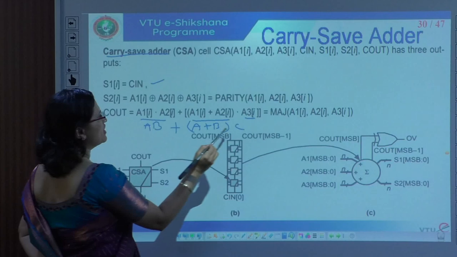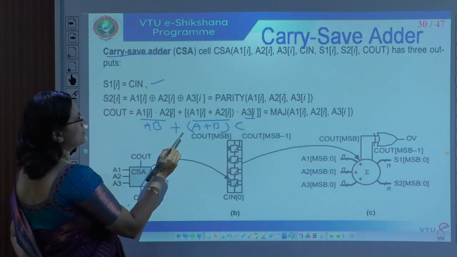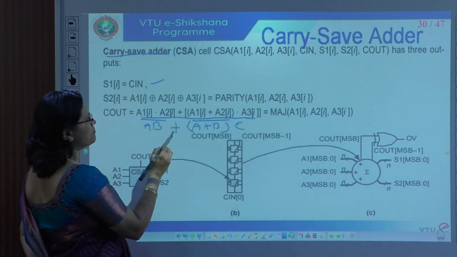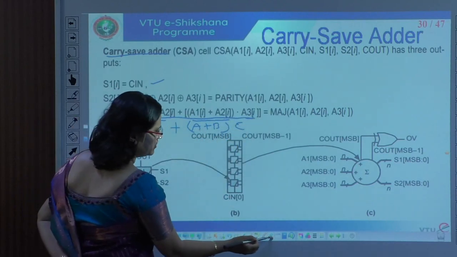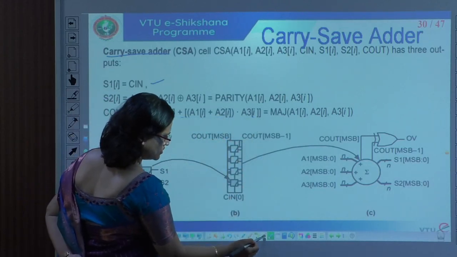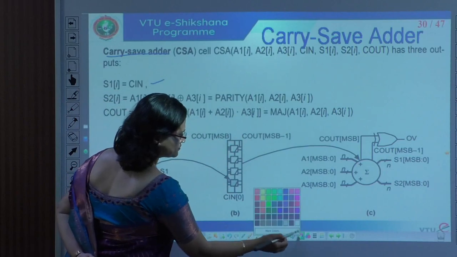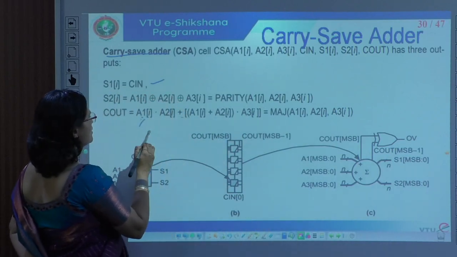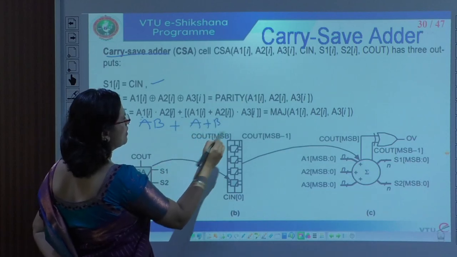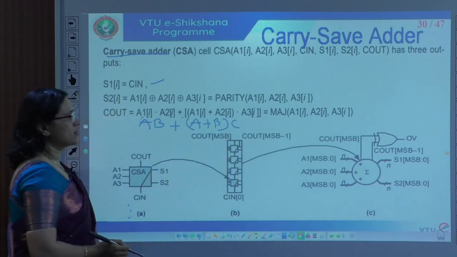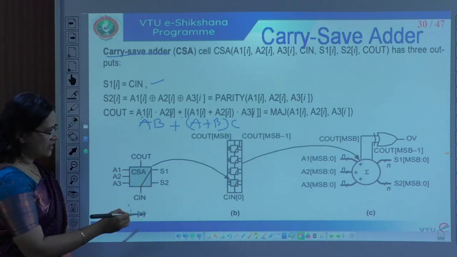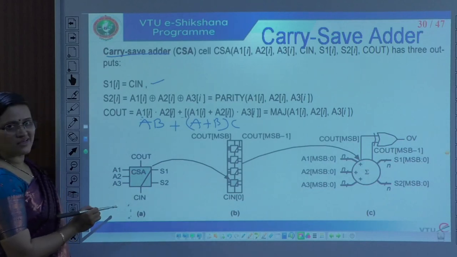So this is of the form AB plus (A plus B) into C. It is looking like a complement. Wait. So it is AB plus (A plus B) into C. Okay, so you can see here the 1-bit adder cell.